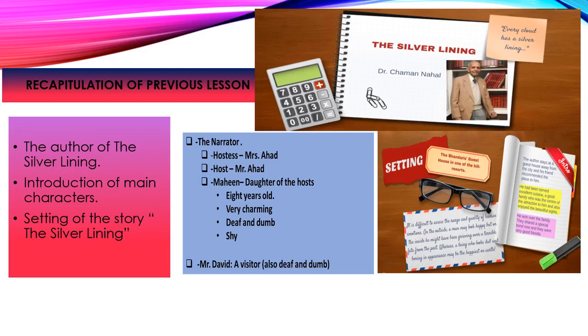Dear students, before starting the reading of the next lesson, let's have a quick recap of the previous lesson. In the previous lesson, we studied about Chaman Nahal, the author of Unit 2, The Silver Lining. We were introduced to the main characters of the story. We learned about the setting of the story.